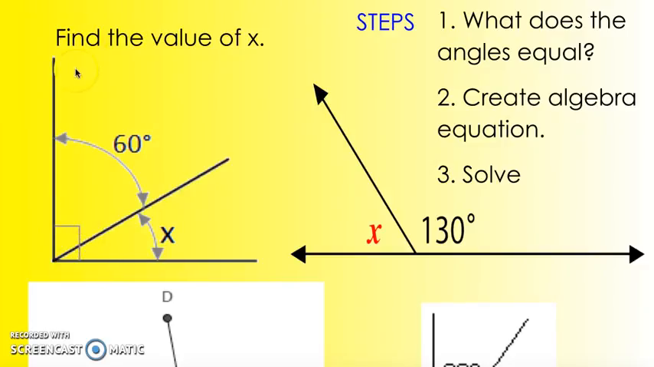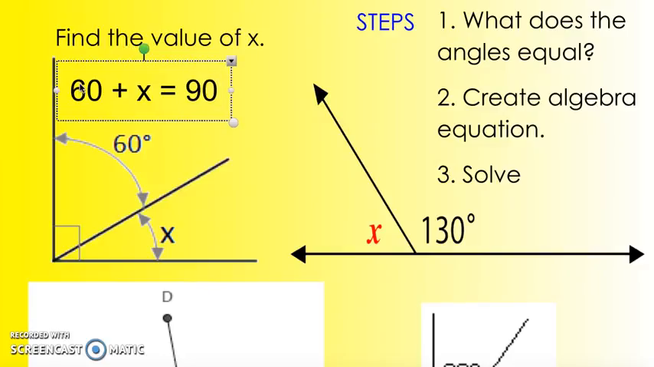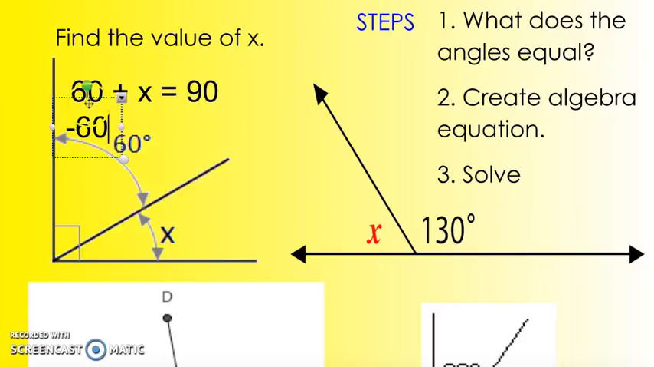I'm missing an angle, but I know that if I take 60 plus the missing angle and add them together, it should equal 90 degrees because these are complementary angles. My job is to solve this equation and figure out the missing degree. Remember, to solve equations, we're always doing the opposite of what we see. So instead of adding 60, I'm going to subtract 60. 90 minus 60 is 30. So my missing degree is 30 degrees. That's what X is. Nice job.